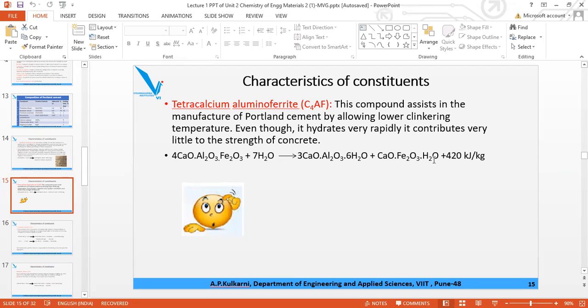CFe2O3·H2O, CF·H2O. C for CaO, Fe2O3, F will be there. CaO के लिए C, F के लिए CF, computer fundamental, CF·H2O, giving you 420.